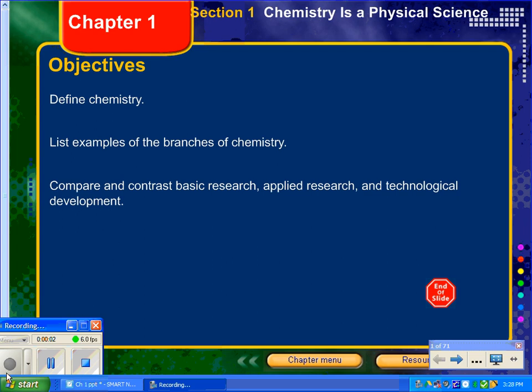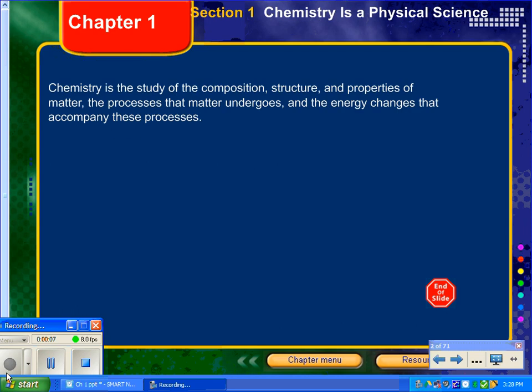This is Chapter 1, Section 1, Chemistry Notes. Chemistry is the study of the composition, structure, and properties of matter, the processes that matter undergoes, and the energy changes that accompany these processes.